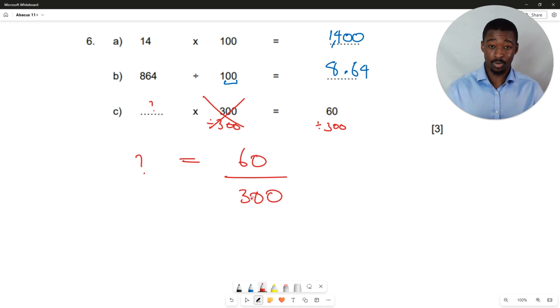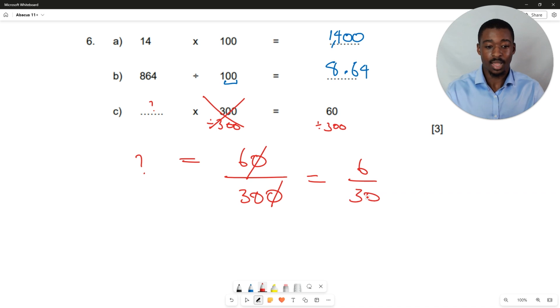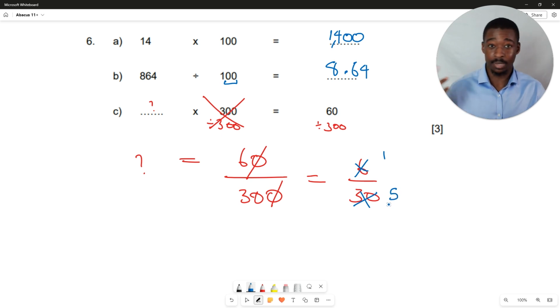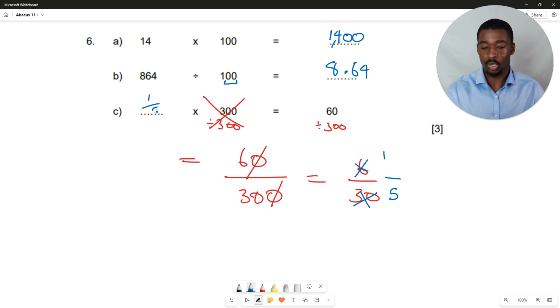So here we can take out some common factors, right? We simplify this by taking out common factors, numbers that go into both the numerator and the denominator. So take out the common factor of 10, very easy one to take out. We have 6 over 30. And then we can take out the common factor of 6. And here your times tables will always help you out. So 6 goes into 6, let's switch color, once. And 6 goes into 30 5 times. 6 times 5 is 30. So we have 1 over 5. So our question mark, our answer, is a fifth, 1 over 5.